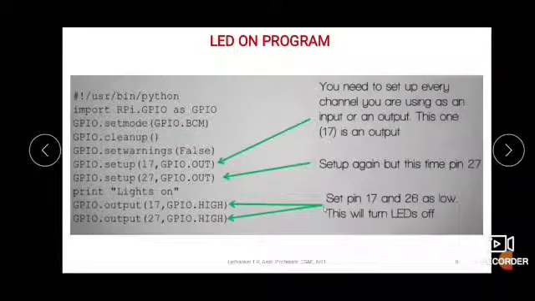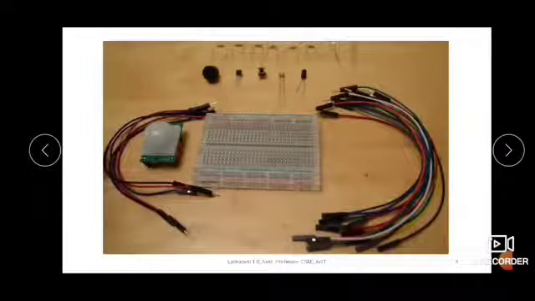Let us execute this program. Before that, let us see the LED on program. Here it is the same thing actually, but if you make this 17 and 27 low, it will go low. Okay, so high means it will glow, but if you say low, it will be turned off.